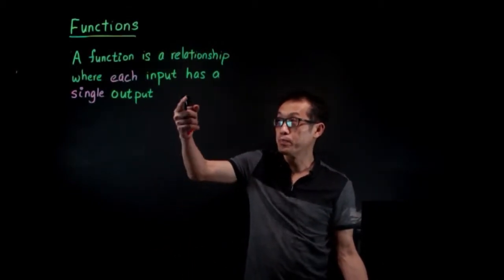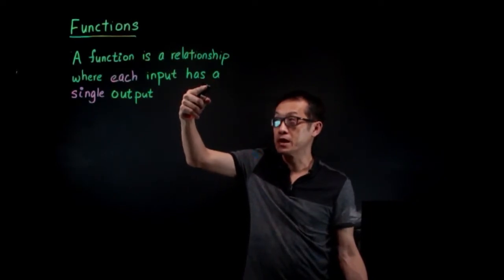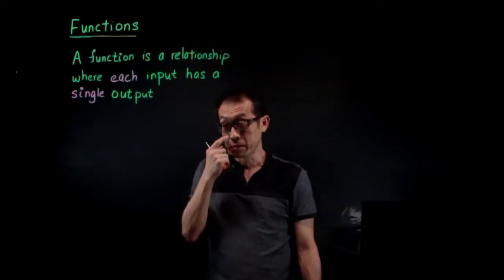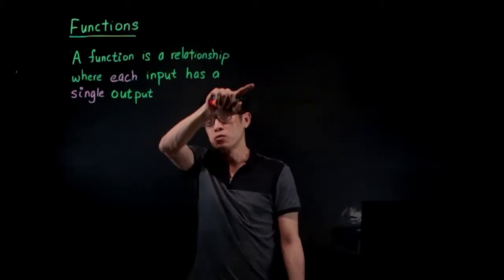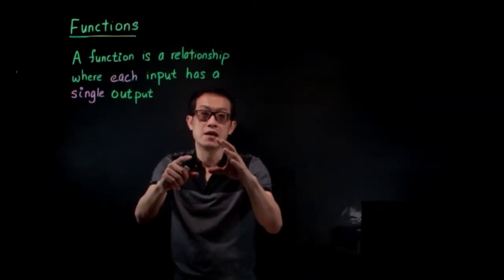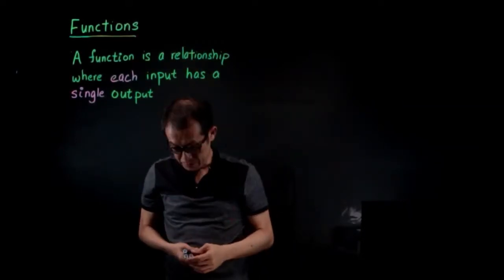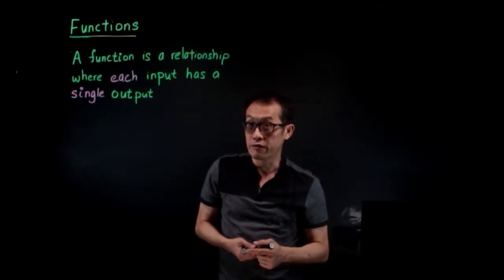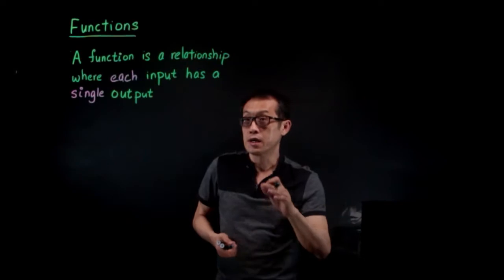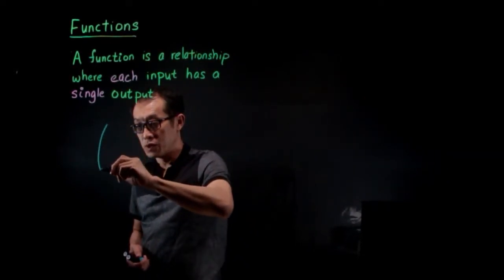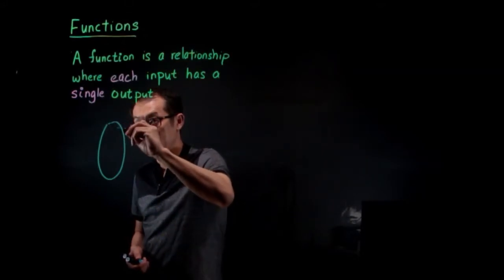But a relation is not a function. It may be a function or it may not be a function. So a relation is a bigger set, and a function is a subset of the relation. So let us look at what I mean by a function. Let me just draw some examples for you, some arrow diagrams.